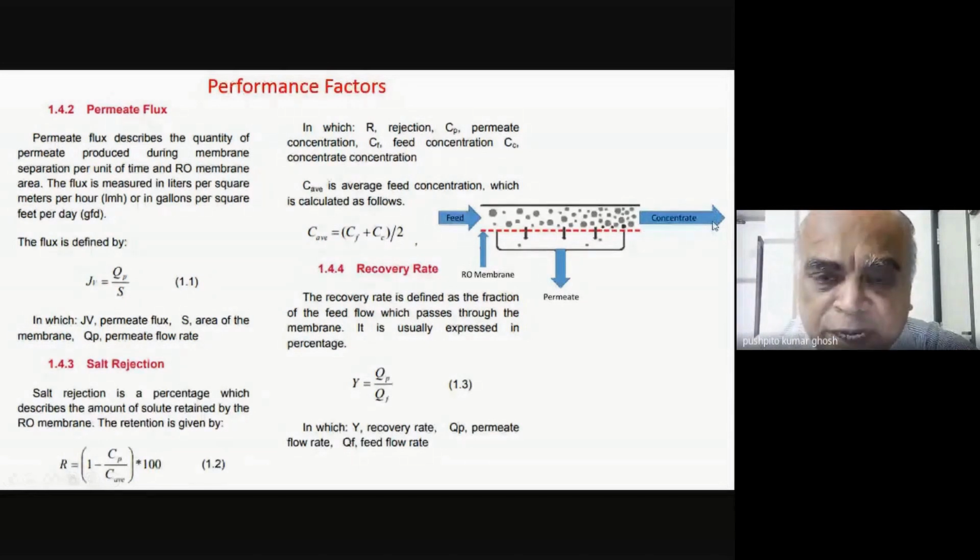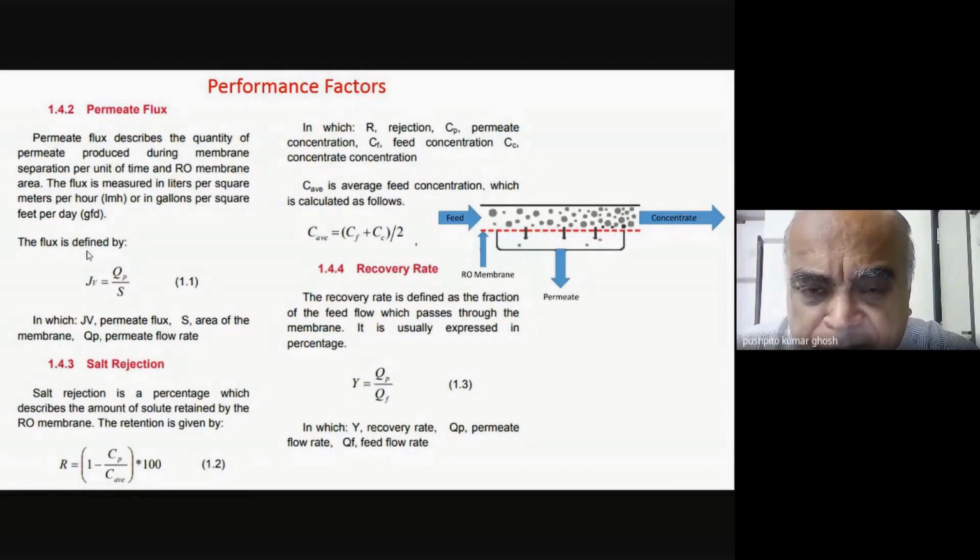So there are three terms which are very crucial. One is what is known as the flux, because flux is what finally decides how much membrane area I am taking, because the membranes are costly.